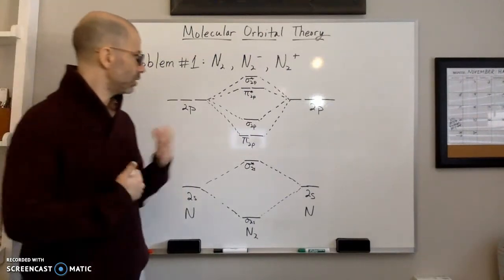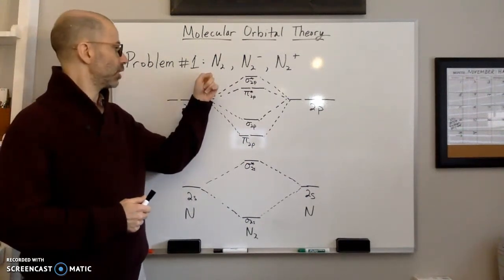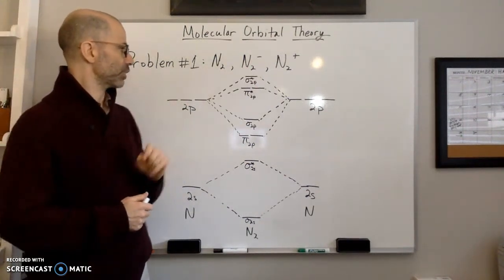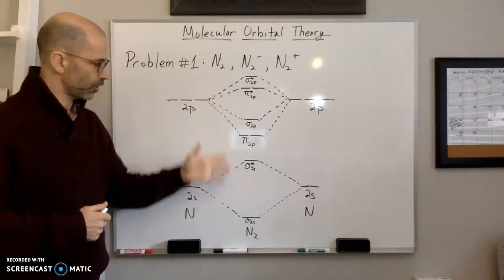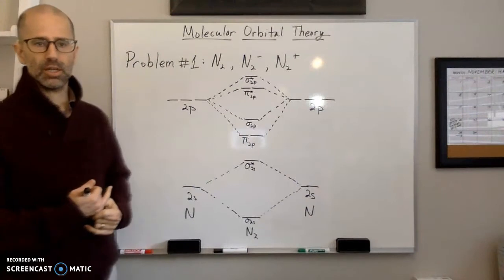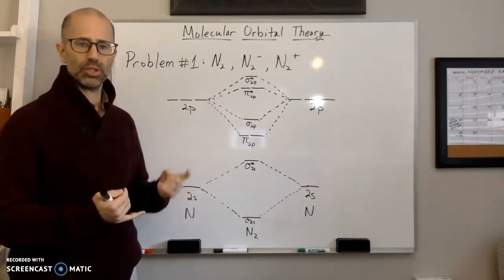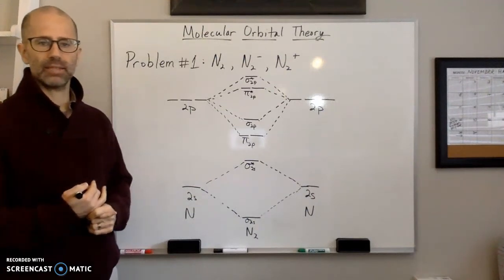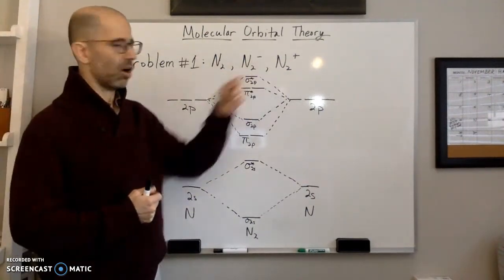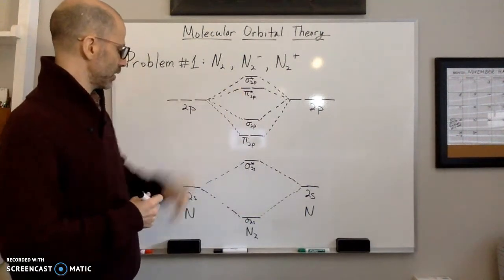All right, so let's get into this. With regard to these three, we can fill in the orbital diagram and see which one is going to have the stronger bonds, which one's going to have the higher bond order, which one's going to have the shorter bonds, things like that. So you can compare all three of these by filling in the electrons.